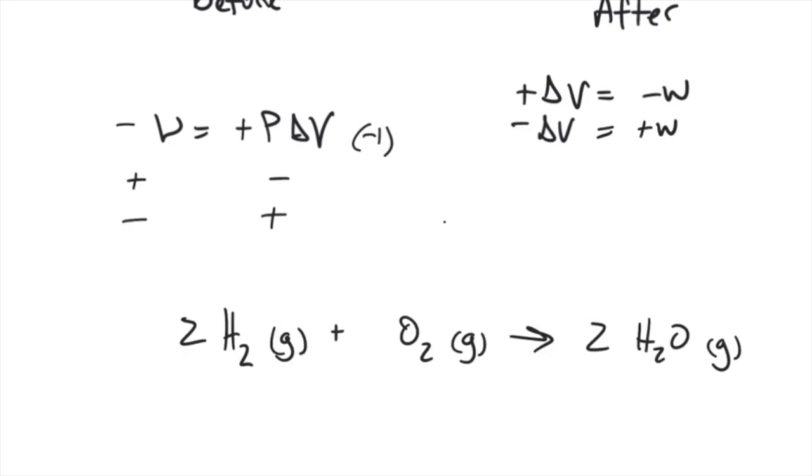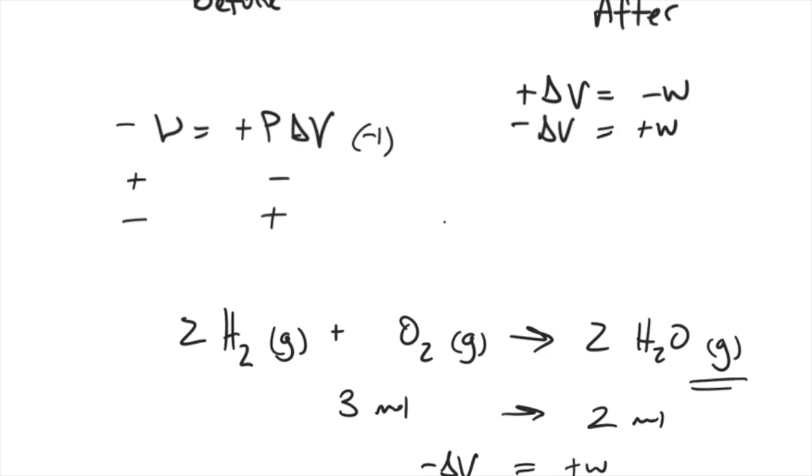Take, for example, the simple synthesis of creating water from hydrogen gas and oxygen gas. On the left side, the reactant side, I start with 2 moles of hydrogen gas and 1 mole of oxygen gas. So I have a total of 3 moles of gas on the left. Now on the right-hand side, I have 2 moles of gas. And so since the volume goes from 3 to 2, I can expect the change in volume to be negative. It's going to shrink. And that must mean that the work is positive, that the system has work done on it by the surroundings.